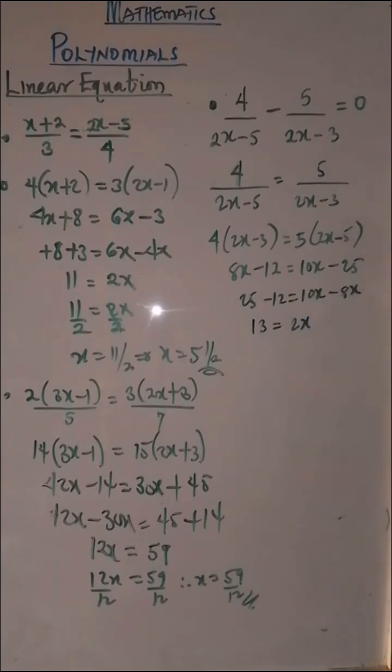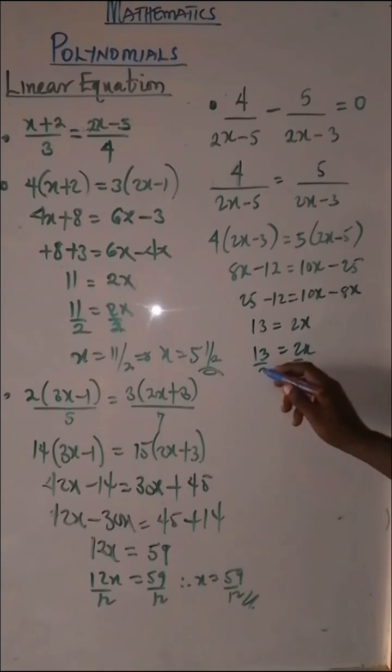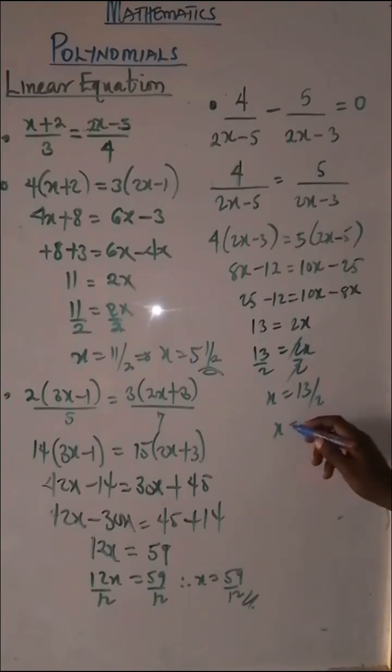We can now divide both sides by 2. So I have 13 because of 2x over 2 over 2. Cancel, cancel. So x equals 13 over 2. So x equals 6 and 1 over 2.